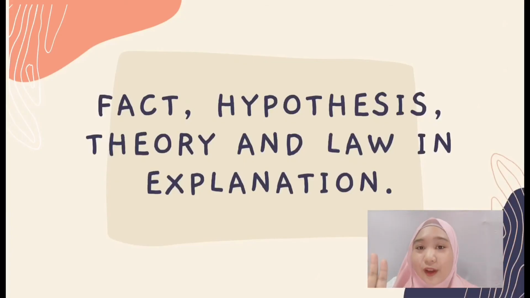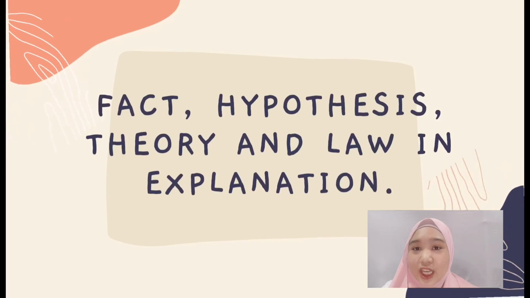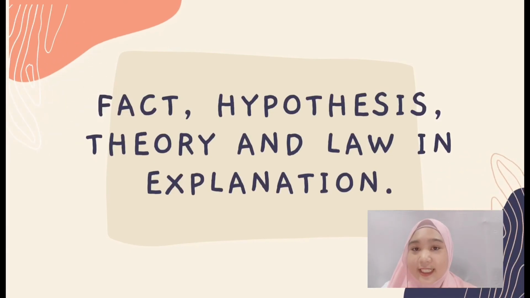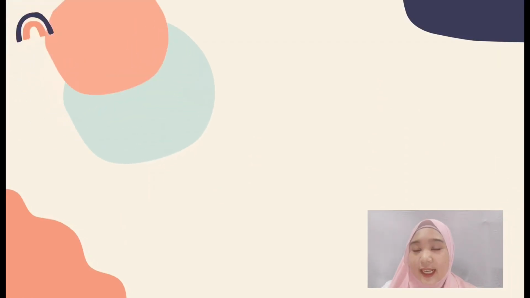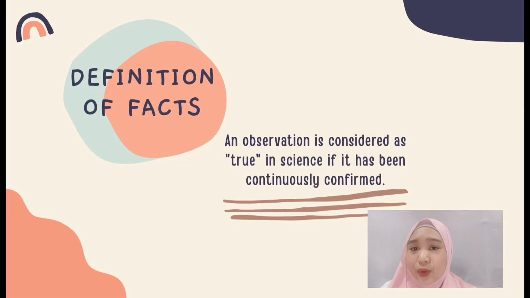Phew, hold on. I promise this is the last one before the conclusion. Facts, hypothesis, theory and law in explanation. Let's go through their definitions one by one. Definition of facts: an observation is considered true in science if it has been continuously confirmed. However, in science, truth never ends, and what is regarded as fact today could be changed or even dismissed later.